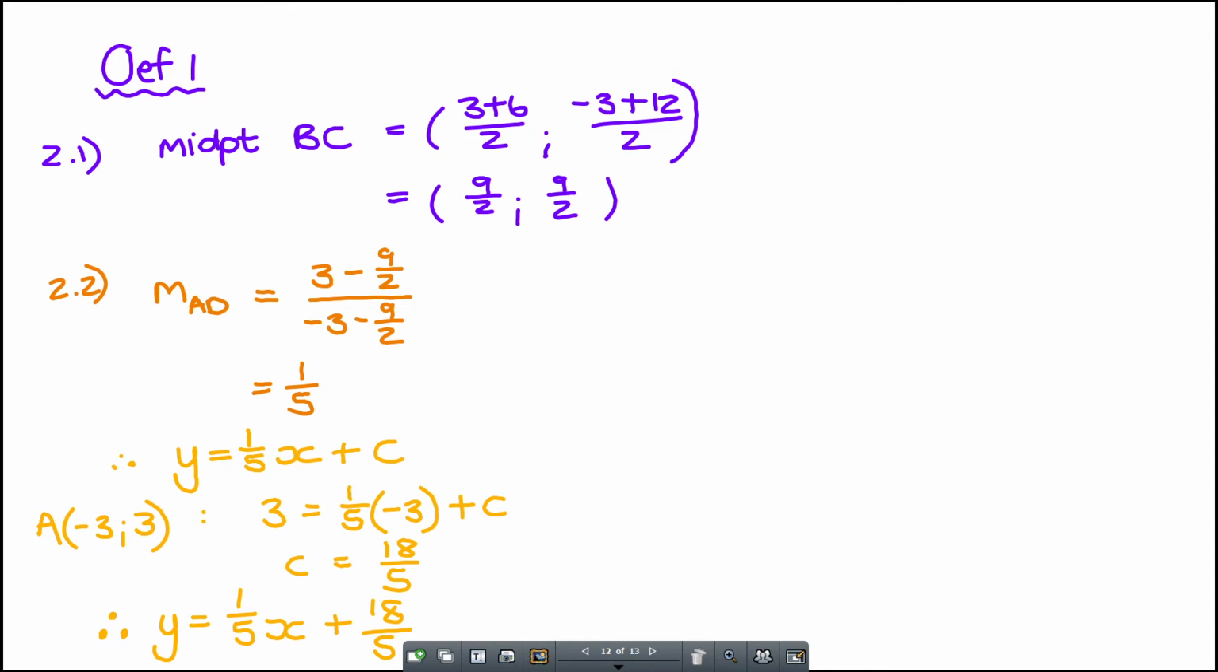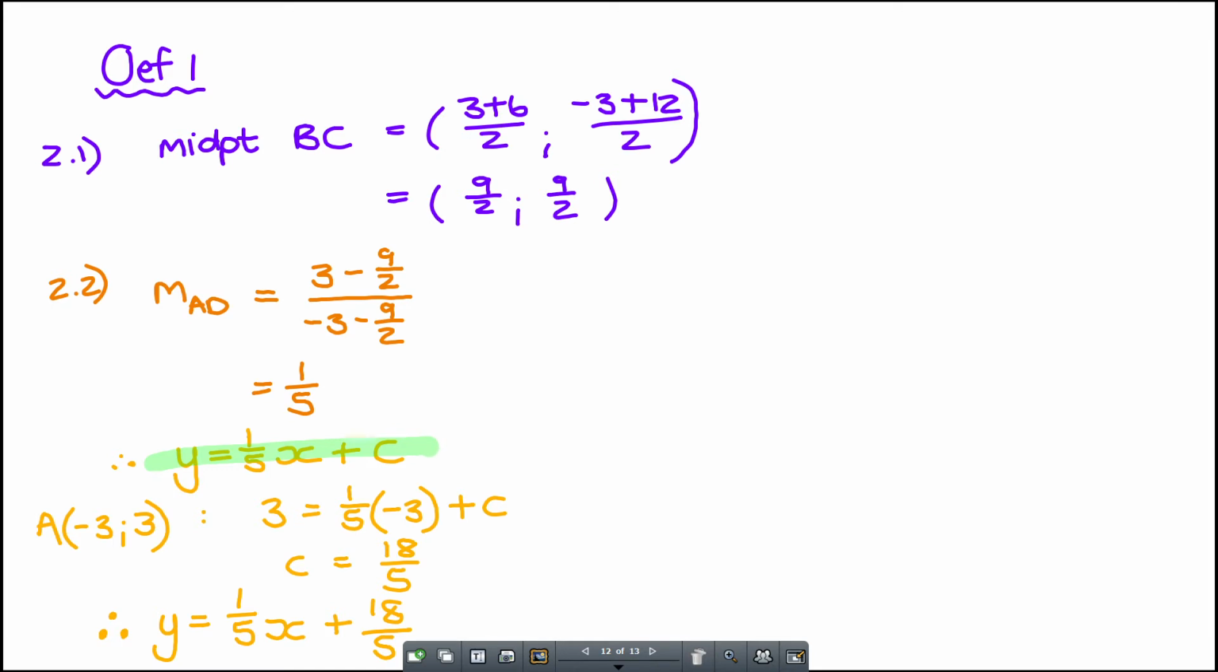Nou soek hulle die vergelyking van AD. Okay, so we first got to get the gradient. So I use the values of A and D, so difference in y over difference in x, en dit geef my 'n 5de. Dan gaan sê ek het al klaar, y is gelyk aan 'n 5de x plus c.